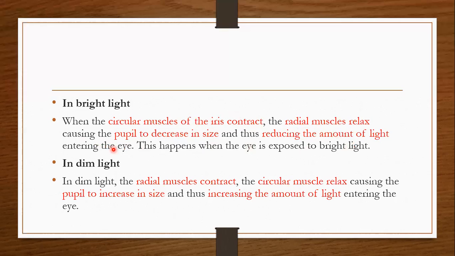So the opposite happens in dim light. The radial muscles contract and the circular muscles relax, making the pupil increase in size, larger in size, and thus increasing the amount of light entering the eye. So whenever you enter a room where there is dim light, what happens? The radial muscles contract and the circular muscles relax.